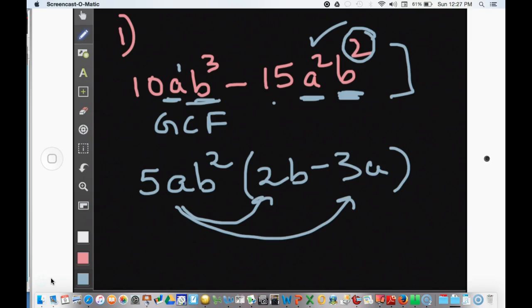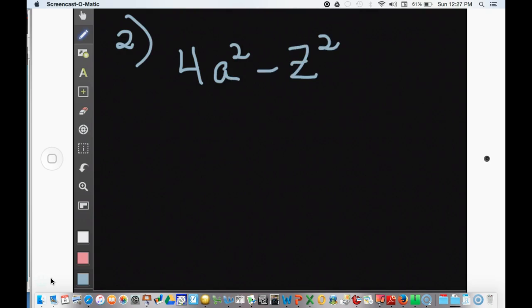Our second example is to factor 4a squared minus z squared. Again, please turn off the video and give it a shot.